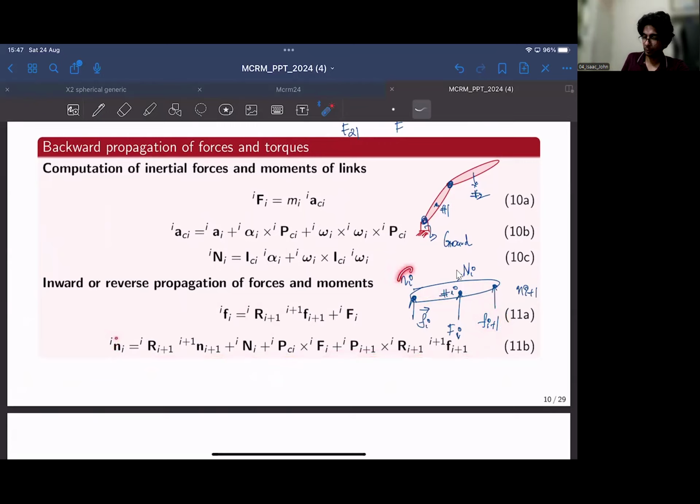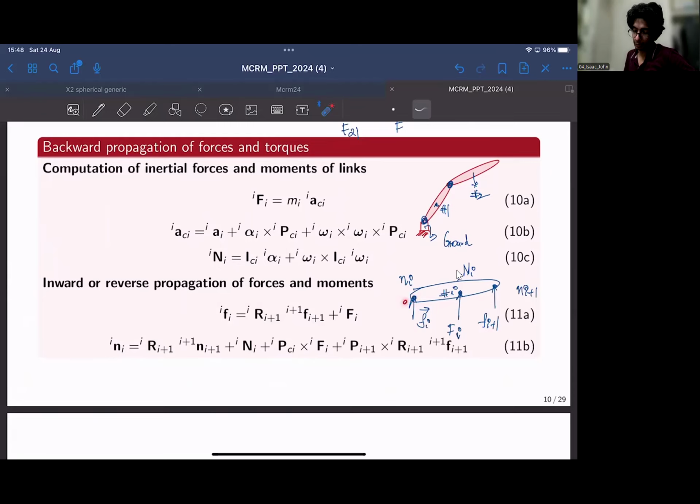So Ni, this moment would be due to this moment, Ni plus 1, plus this inertial moment, Ni, plus this distance multiplied by this distance, that is this term, Pi cross Fi plus 1. Then the moment contributed by the inertial forces: this force multiplied by this distance. That is what we have over here, this term. That would be the net moment acting on the proximal end.